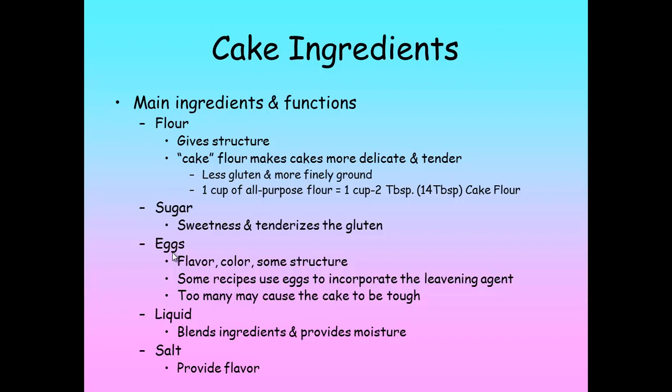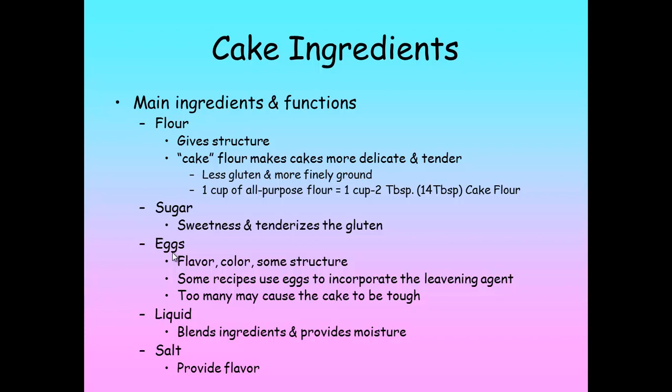Then you have sugar, which is just regular granulated sugar, which provides sweetness and tenderizes the gluten. Then your eggs, depending on the type of cake, if it's shortened or unshortened, you're going to be using eggs in different ways. So egg can provide flavor and color and also some structure. In unshortened cakes, eggs provide all the structure. Some recipes use eggs to incorporate the leavening agent like the unshortened cakes, like angel food or chiffon. If you use too much egg in a recipe, it could cause the cake to be very tough in texture.